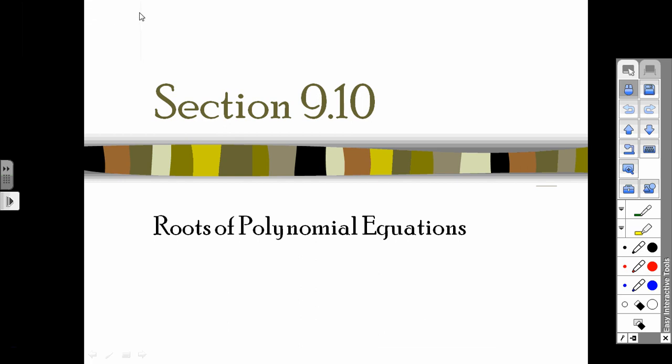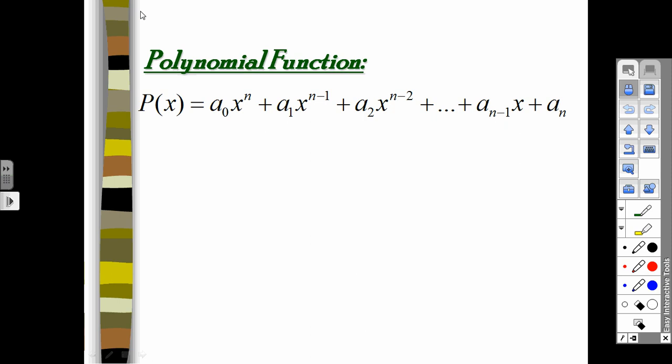All right, so our last section of chapter 9, we're going to deal with the roots of polynomial equations. So we've got to figure out what a polynomial equation is. And I know we've dealt with polynomials before and factored them and all of that. But now we're going to look at this in general, a polynomial function. And I know this looks like a big mess with all these subscripts and superscripts or exponents there. But it's really just a general way to show any polynomial of any number of terms.